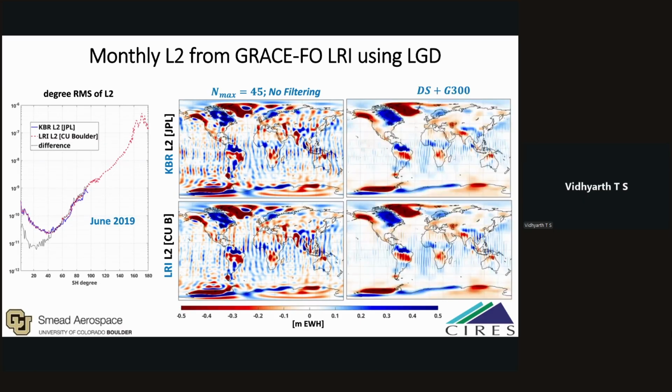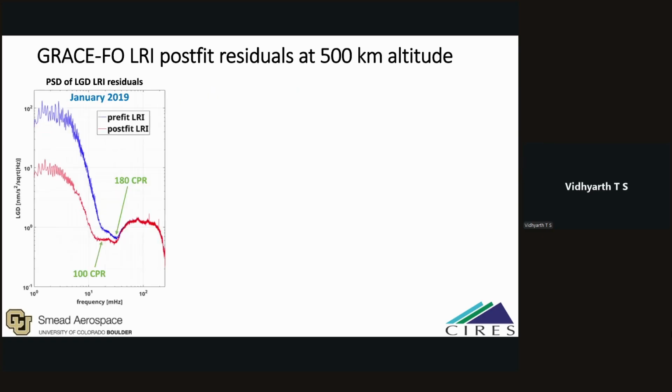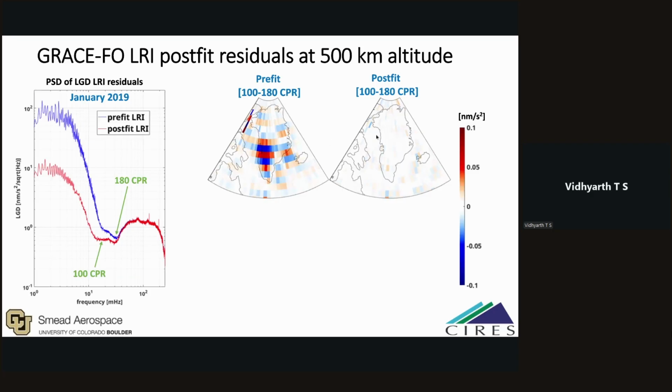And the same conclusion can be drawn if you apply a de-striping filter plus a Gaussian filter to these L2 solutions. So the LRI L2 solutions contain small scale gravity signals beyond degree 100. To demonstrate that, here I show the pre-fit and post-fit LGD LRI residuals bandpass filtered between 100 and 180 CPR. So that's what you see here. So this result clearly demonstrates that our LRI L2 solutions are capturing the small scale gravity changes beyond degree 100.